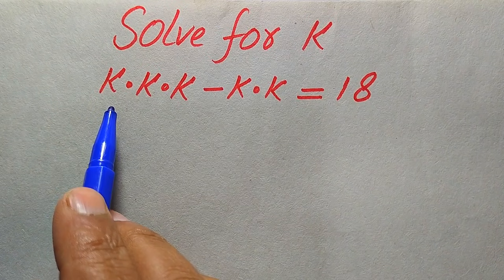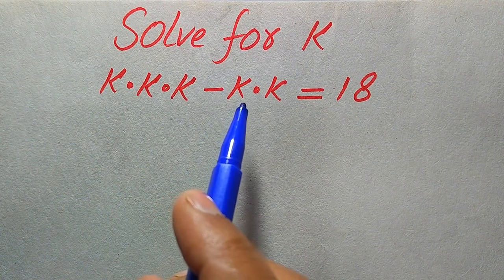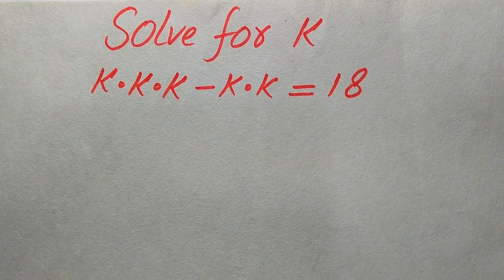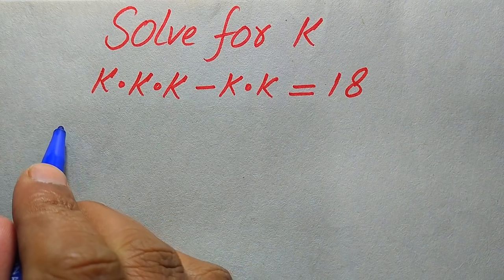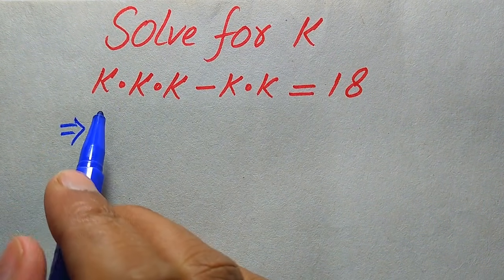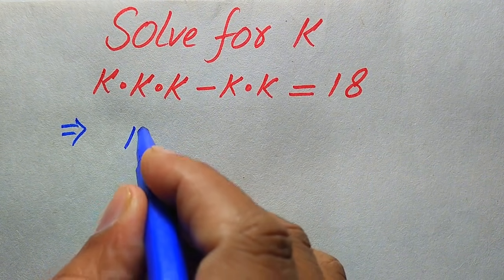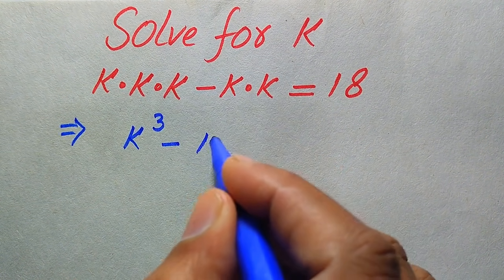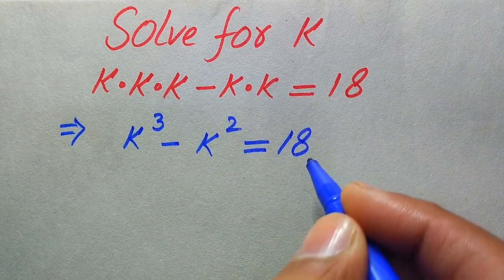So here we have k multiplied by k multiplied by k minus k multiplied by k is equal to 18, and we solve this problem for all the values of k. So here we need to find all the roots of this equation, and the very first thing we are going to do is, you see here this k is multiplied 3 times. It means that we write it as k cubed minus this k is multiplied 2 times, and we write it as k squared is equal to 18.